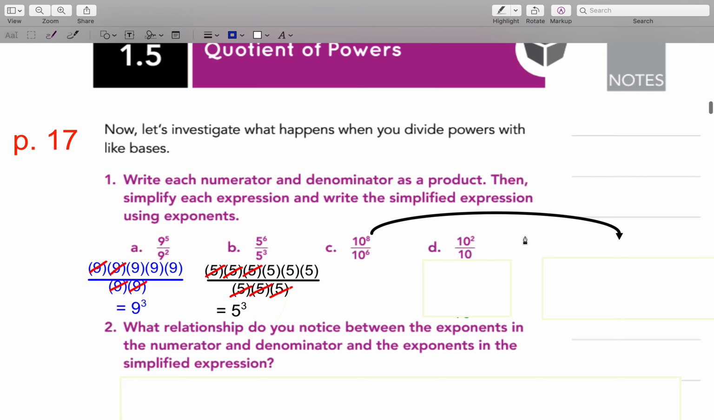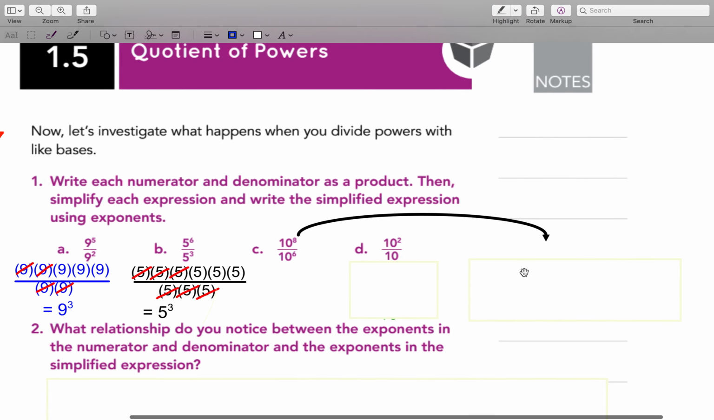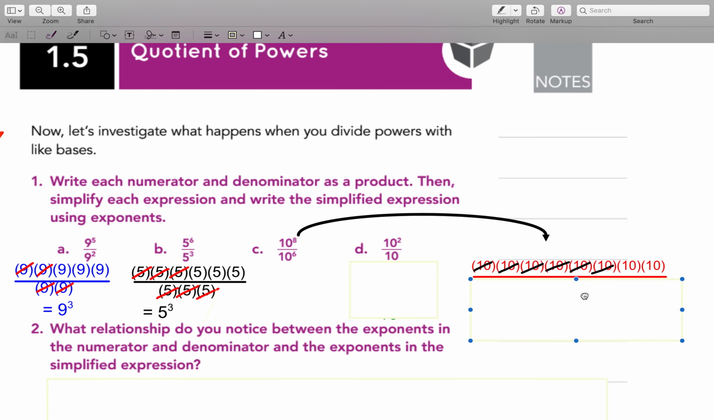For C, it's a little longer, so I'm going to have it on the side right here. 10 to the 8th power, we write the 10 8 times, over 10 to the 6th power, we write the 10 6 times. And we can cancel 1, 2, 3, 4, 5, 6 pairs of 10s. So we're left with 2 tens in the numerator. So we can say 10 squared is our answer.